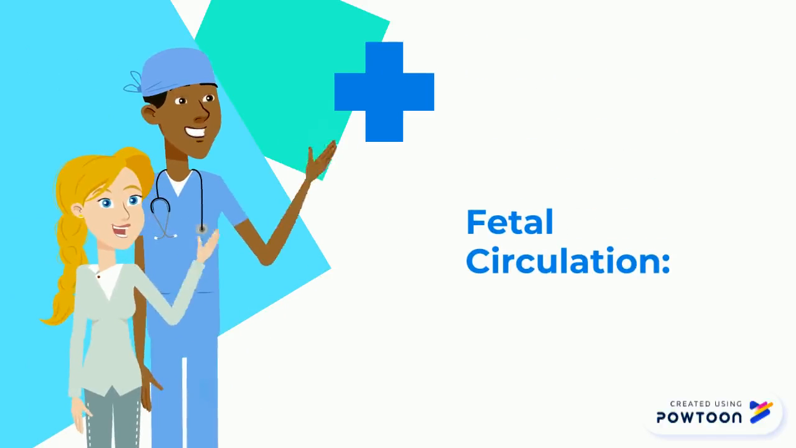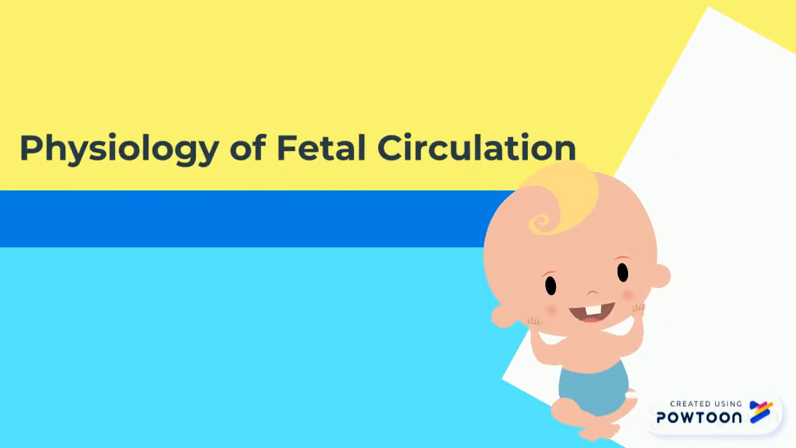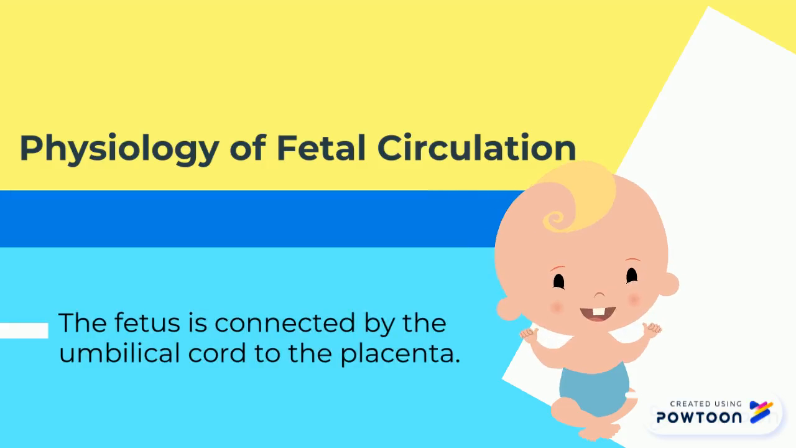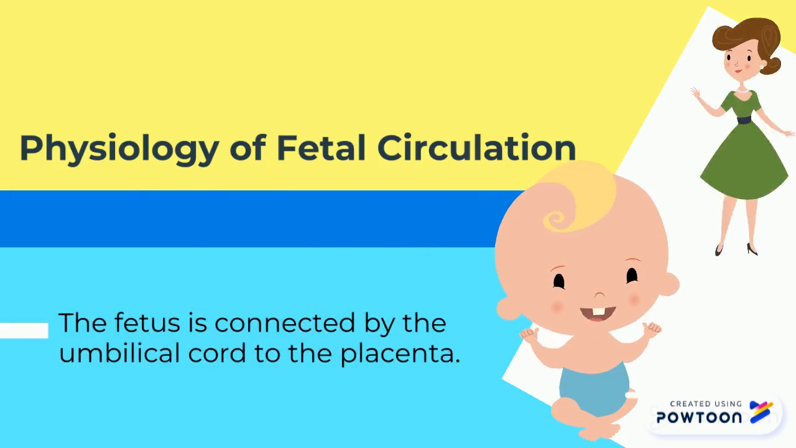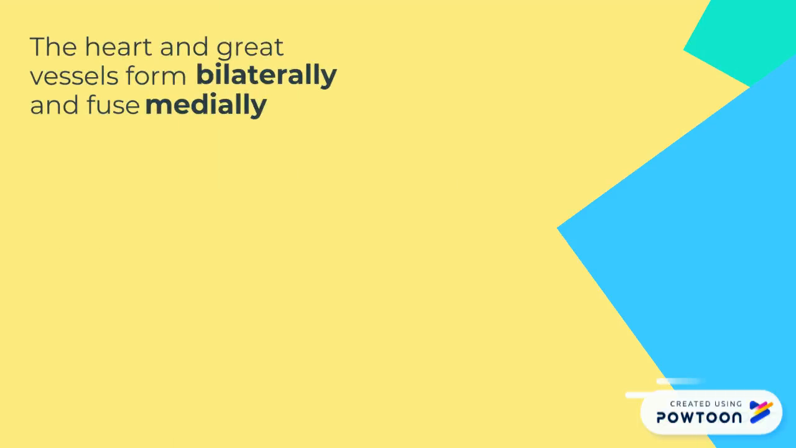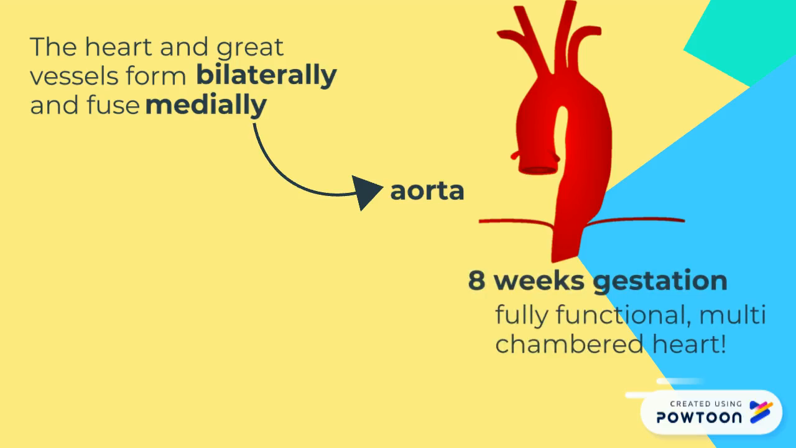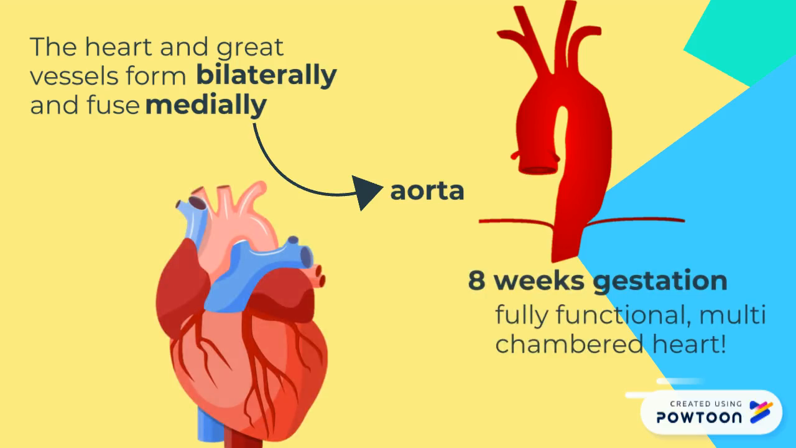Ever wonder how mothers are able to provide support to their babies during development? During pregnancy, the fetal circulatory system works differently. The umbilical cord connects the fetus to the placenta, which is an organ that develops and implants in the mother's uterus. The heart and great vessels form bilaterally and fuse medially beneath the foregut, which will differentiate into the aorta. At 8 weeks gestation, a fully functional, multi-chambered heart is formed.